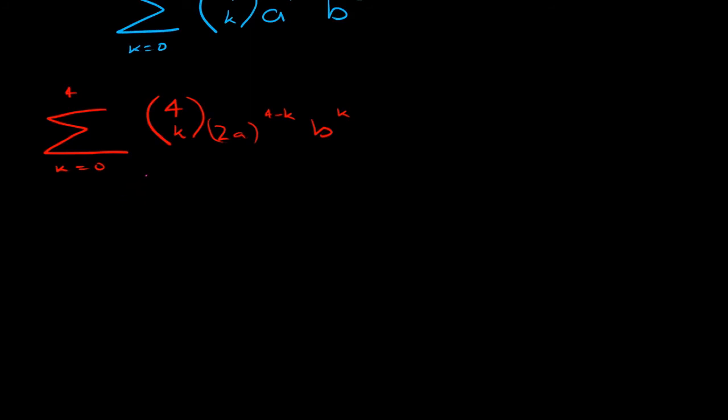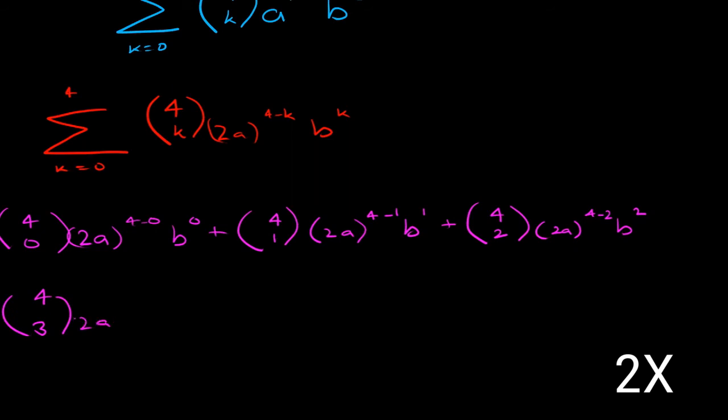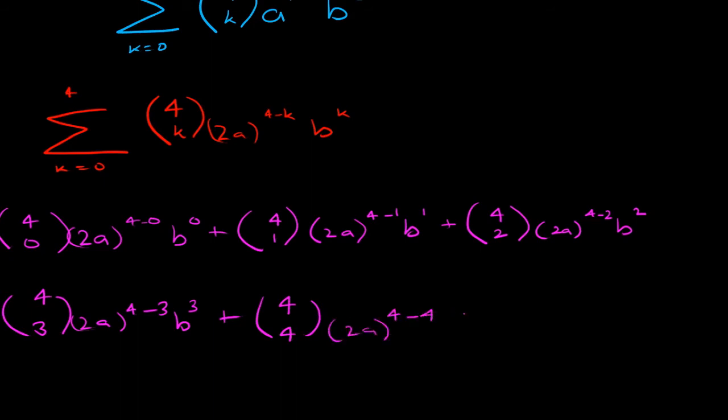Alright, well, when k is 0, you have 4 choose 0 times 2a to the power 4 minus 0 times b to the power 0, plus 4 choose 1, when k is 1, times 2a to the power 4 minus 1 times b to the power 1, plus 4 choose 2 times 2a to the power 4 minus 2 times b to the power 2, plus 4 choose 3 times 2a to the power 4 minus 3 times b to the power 3, plus 4 choose 4 times 2a to the power 4 minus 4 times b to the power 4.